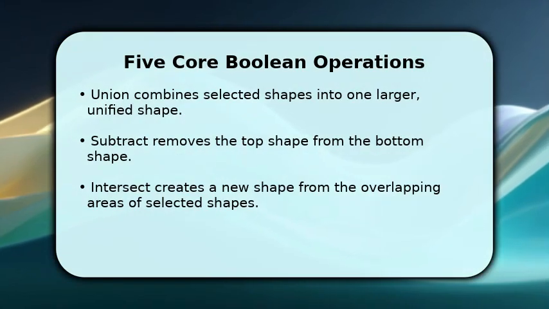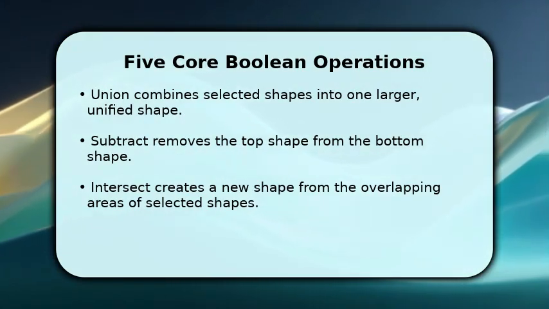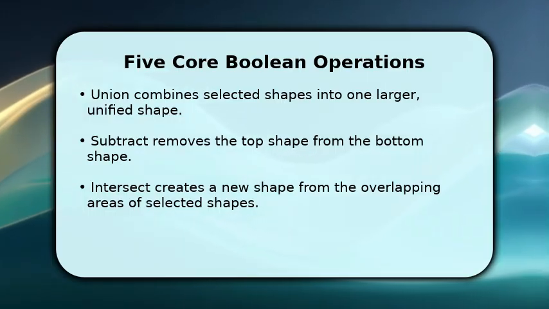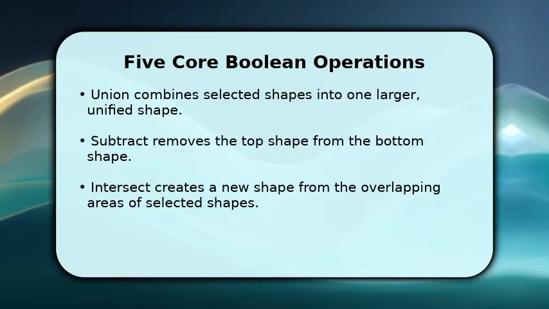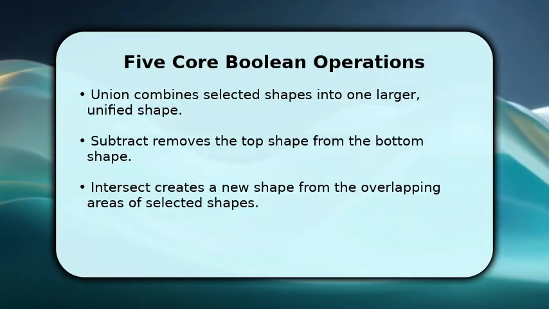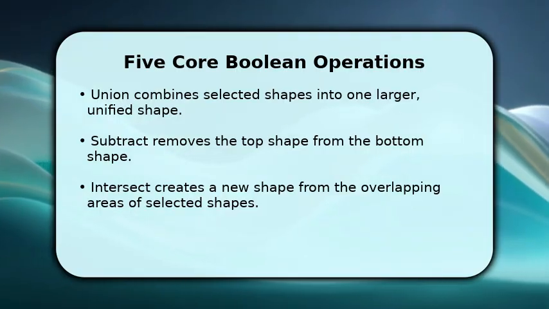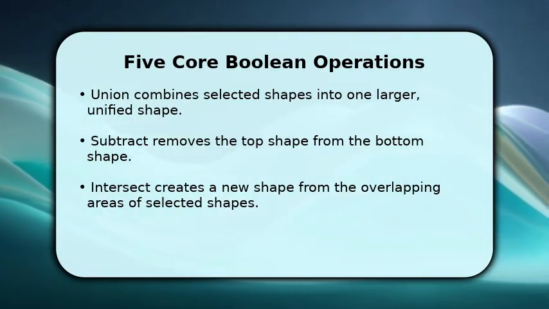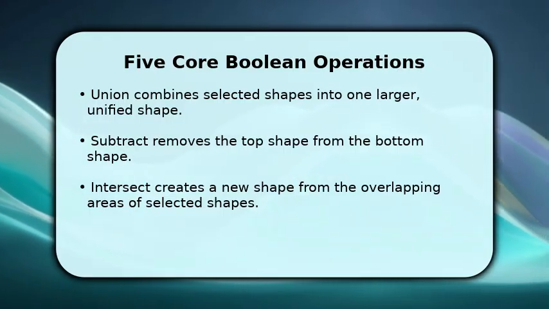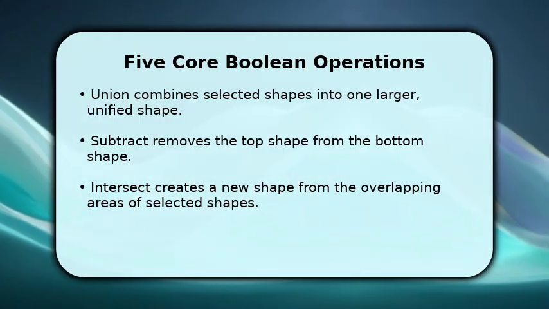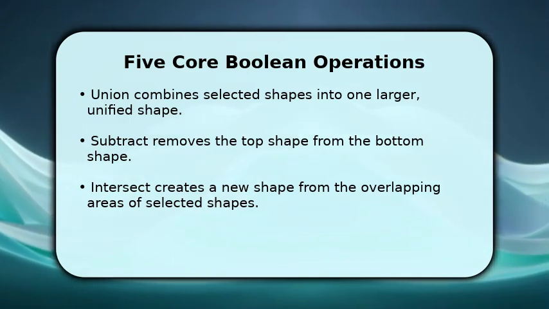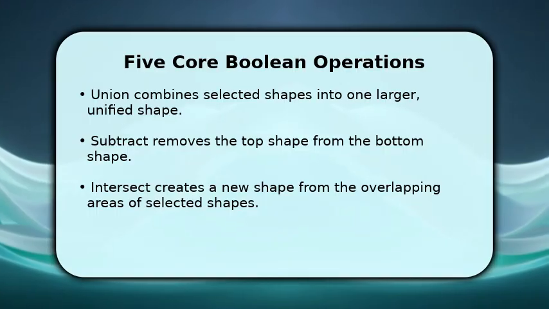Let's dive into the 5 core Boolean operations. Union combines all selected shapes into one single, unified shape. Subtract removes the top shape from the bottom one, perfect for cutting out sections. Intersect creates a new shape only from the areas where your selected shapes overlap. Exclude keeps only the non-overlapping parts, effectively punching out the intersection. Finally, flatten converts a group of shapes into a single, editable vector path, simplifying your layers.